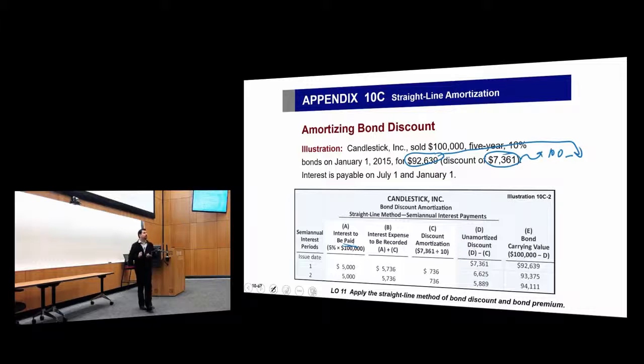On the other hand, columns D and E. So columns A, B, and C give you the amount that will be used to make a journal entry. The journal entry will be to debit interest expense, and then you credit cash and discount. Okay? Now every time you subtract the discount amortization from the unamortized discount, that will give you the new unamortized discount.